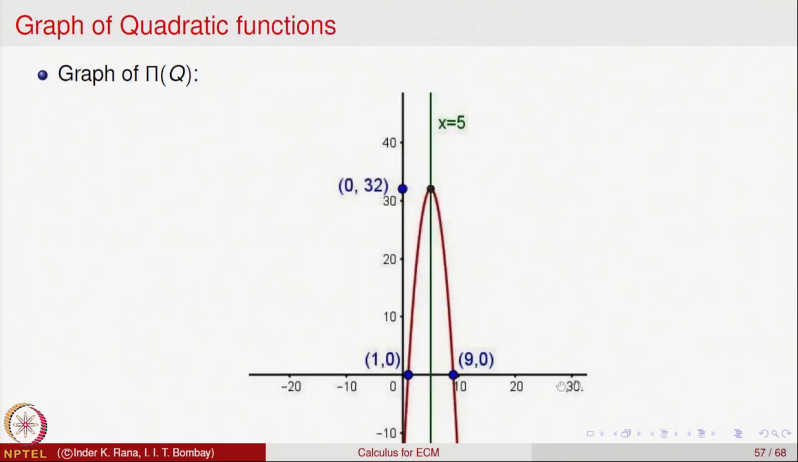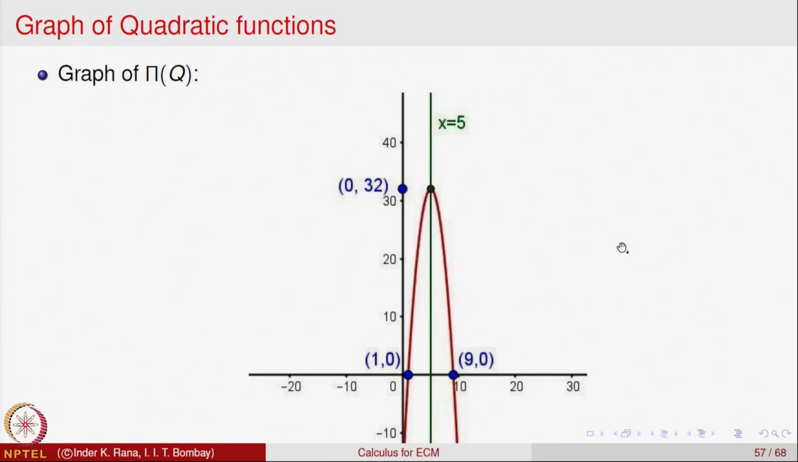So, the graph looks like this. Below the x axis means the company is in the negative, then it breaks even at the point 1, 0. That means when 1 unit is being produced, it breaks even and then goes up. And when it produces 5 units, the profit is 32, that is the maximum it can achieve. And then if it produces more, the profit will go on decreasing, and it will become 0 when it is producing 9 units, and then it will go into loss. So, this is how you interpret your profit function.